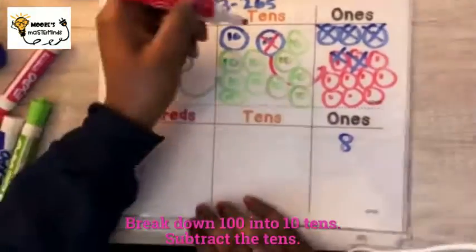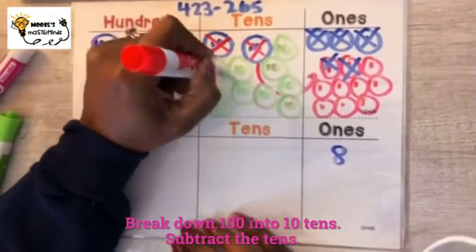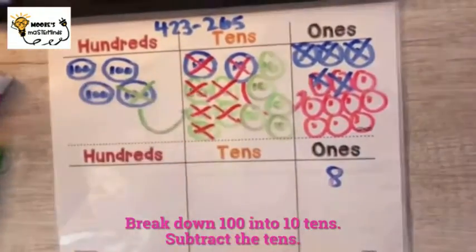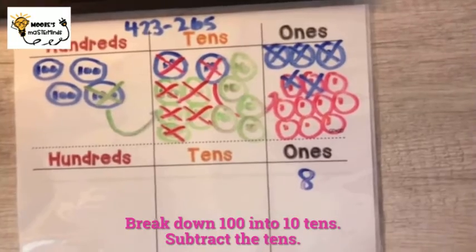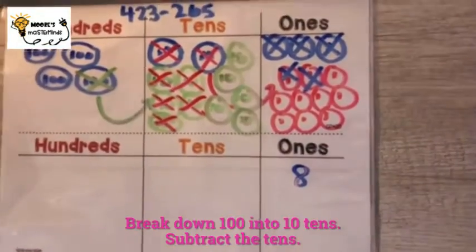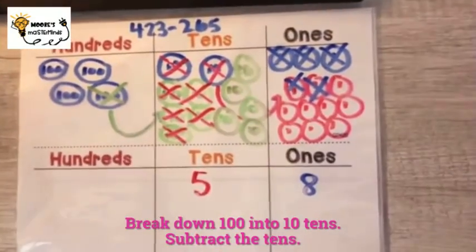So I'm going to go ahead and do that. 1, 2, 3, 4, 5, 6. All right, so how many tens does that leave us with? We got 1, 2, 3, 4, 5. So I have 5 tens. So I'm putting my 5 here.